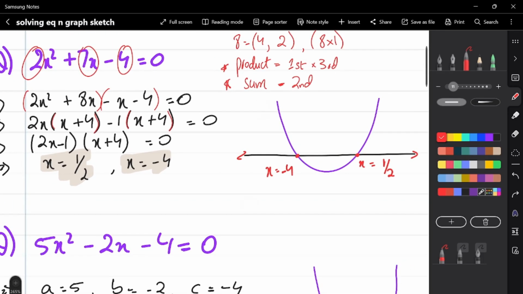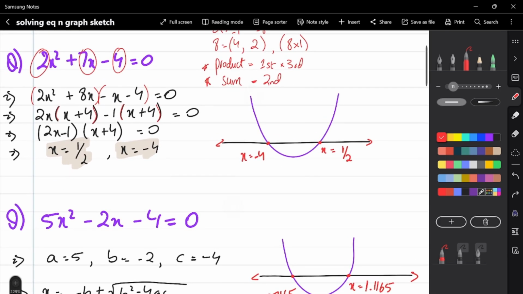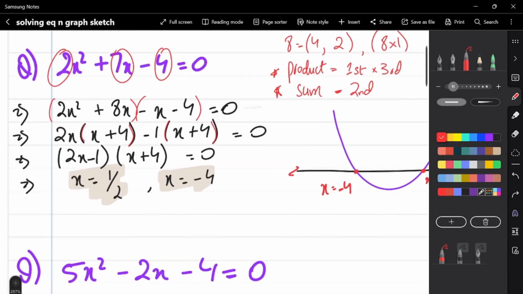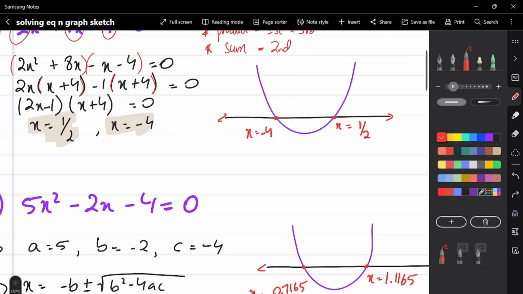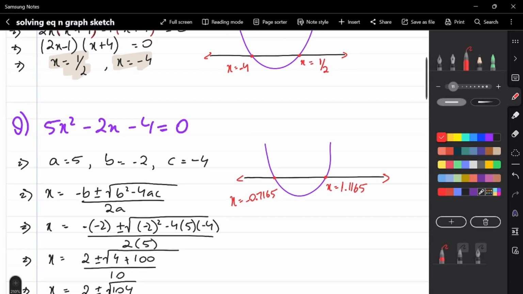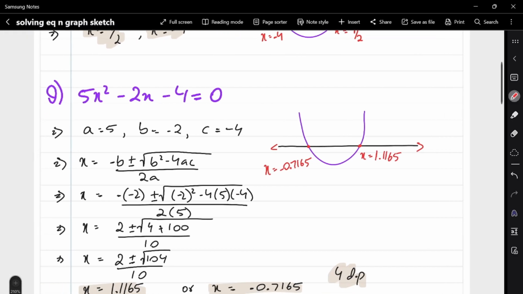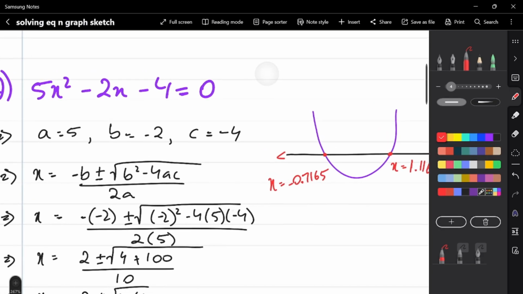Yeah, so this is what solving an equation gives us. It gives us the x-intercept, and for this case it gives us the x-intercept. But if the equation were to have something like 2y squared plus 7y minus 4, then of course it would be giving us the y-intercepts. Okay, so this is how it works. This is the second example, and here we have 5x squared minus 2x minus 4.